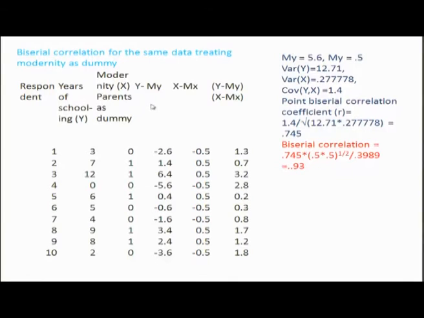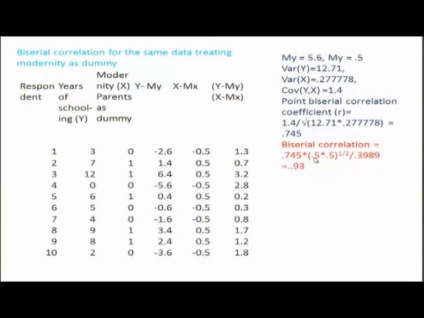Then we calculate y minus my, x minus mx, and for covariance this part, and so mean of one, mean of another, variance of one, variance of another, covariance, then point biserial. This is 0.745 using the standard Karl Pearson's correlation coefficient, and then this point biserial is converted into biserial by using this formula.